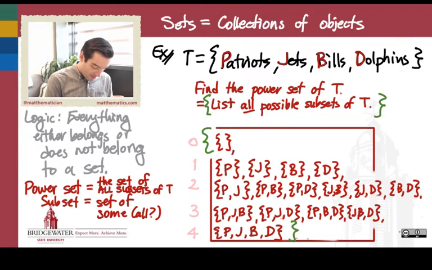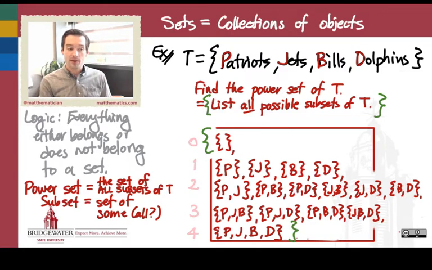But that is what it is. So a visualization of the power set is the set whose elements are the empty set, the set consisting of the Patriots, the set consisting of the Jets, and so on and so on, all the way up to the entire set itself. Okay. So that is the power set of our T.